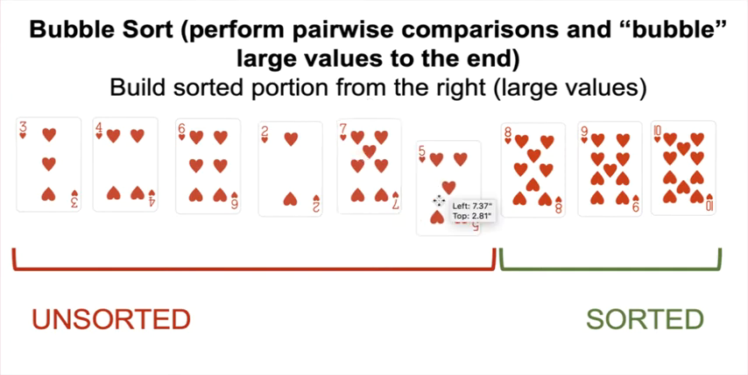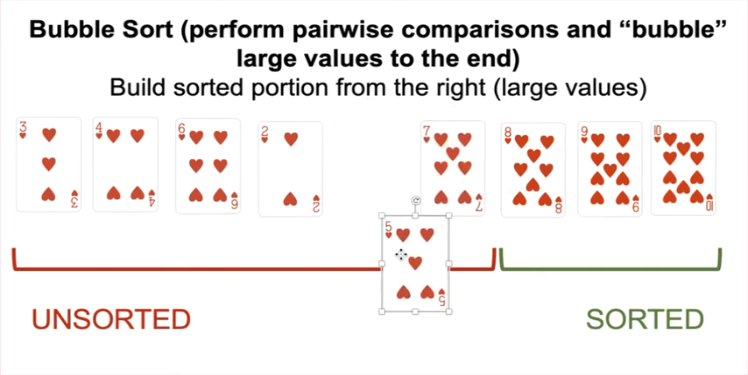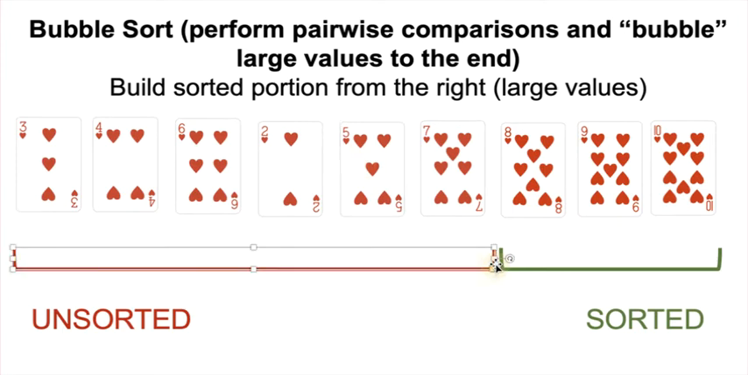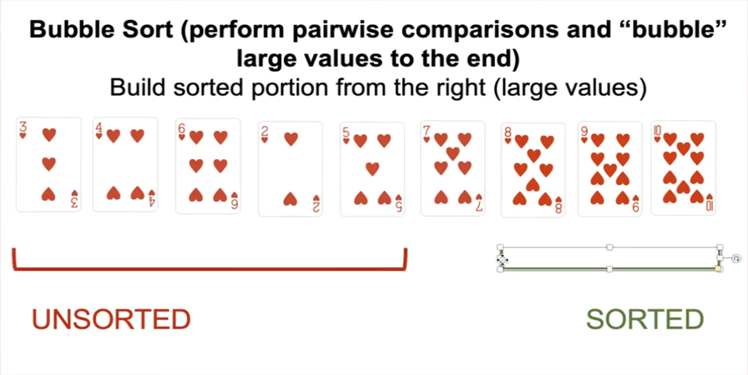7 greater than 5? Yes. So we swap. 7 is now in its sorted position. So our unsorted portion of the array shrinks by 1, and our sorted portion grows by 1. All right, I'll go a little bit faster through the rest of bubble sort.